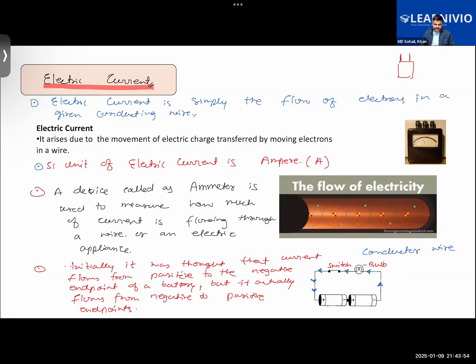current carrying wire. Suppose this is a conducting wire, like copper, and all these are the atoms of copper. So what are these structures? These are atoms. And what is moving here? The electrons. Okay, so electric current is simply the flow of electrons in this given conducting wire, for example copper. So got the concept of what is electric current, how it is generated? Yes, got it, sir.